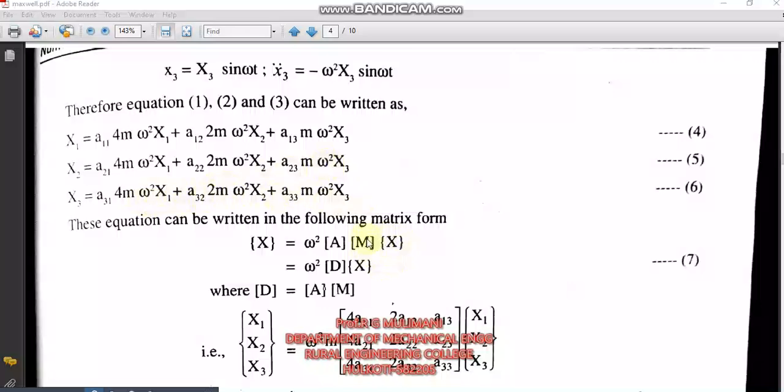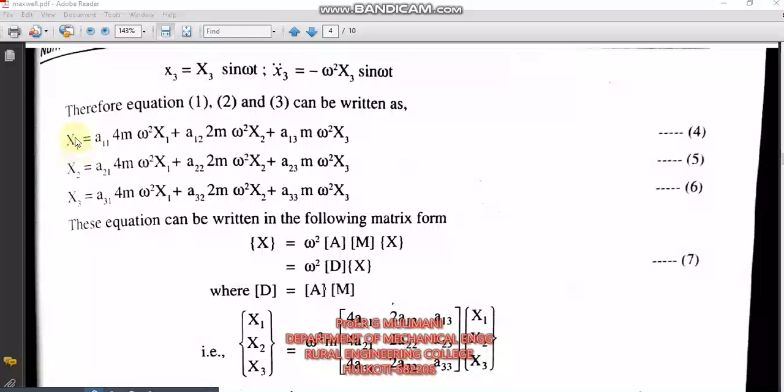It is also a 3 by 3 matrix, where m is common in all the terms, so m can also be taken outside. So you can see here, in the mass matrix, 4m, 2m, m, 4m, 2m, m, 4m, 2m, m, the mass is in all the terms, so it is taken outside. The multiplication of these two matrices, the influence coefficient matrix and the mass matrix, gives us the dynamic matrix. It is also called the dynamic matrix.